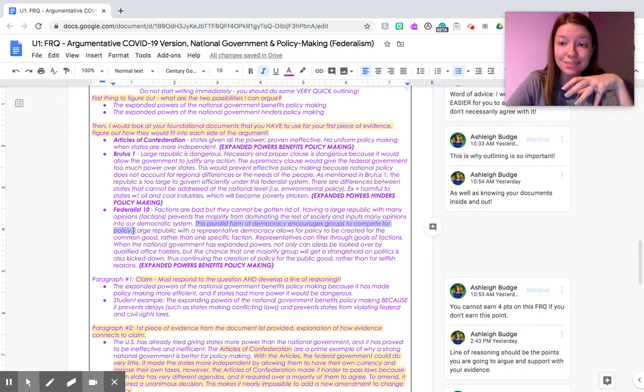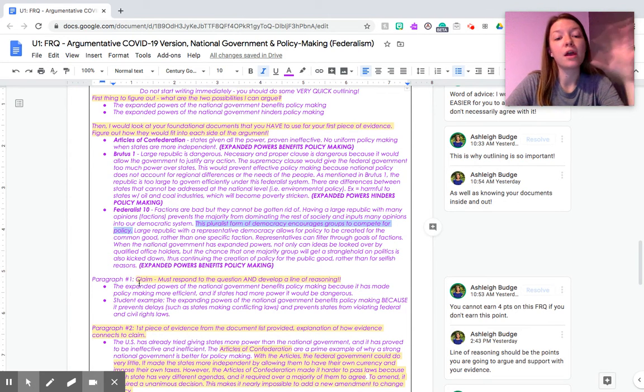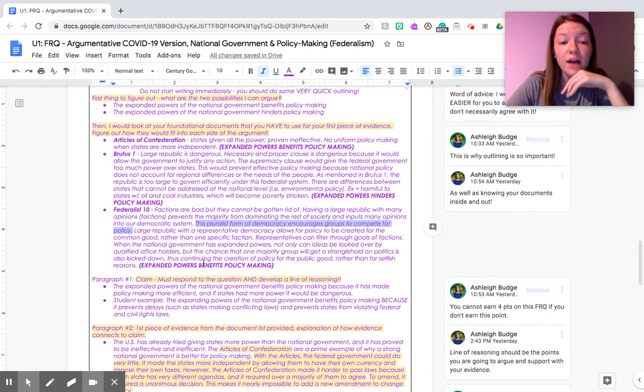That acts as a check on the system itself, right? This representative democracy that we have, ultimately, when groups are competing for policy, allows policy to be created for the common good, rather than for one specific faction and their interests, right? These representatives can filter through the goals of the factions.